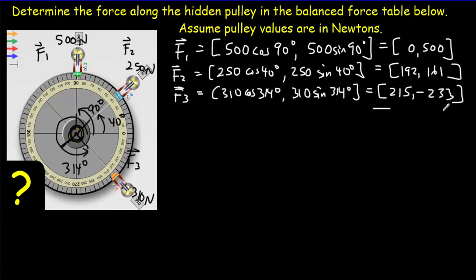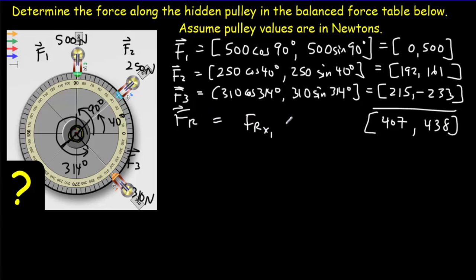So now what I'm going to do is get F resultant, FR, just by adding up the components here. So 0 plus 192 plus 215, that's 407. And 500 plus 161 minus 233 is 438. So that's my resultant vector. That would be the x component and the y component of the resultant.